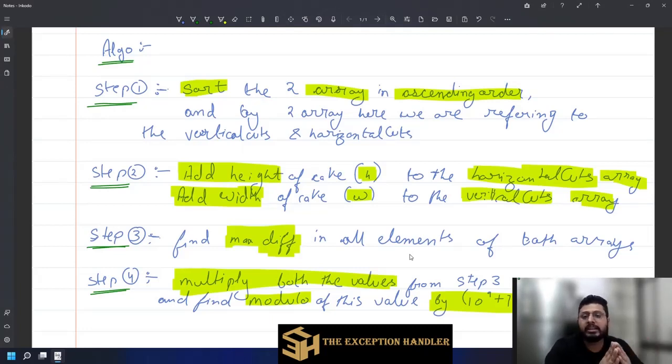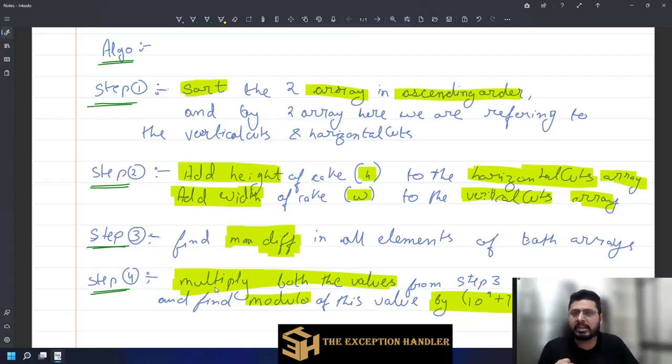So first we'll iterate on the horizontal or the vertical, and then we'll again iterate on the second one. And then we'll try to find out the max difference in all the elements now. So once you have the max difference in step 4, we'll just multiply the max difference from both these arrays. And the multiplication would then have a modulo with 10 to the power 9 plus 7. That's it. So that's a very simple algorithm that you have to do.